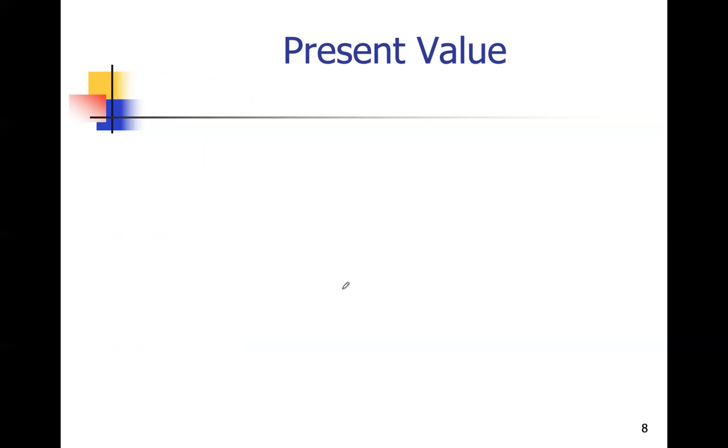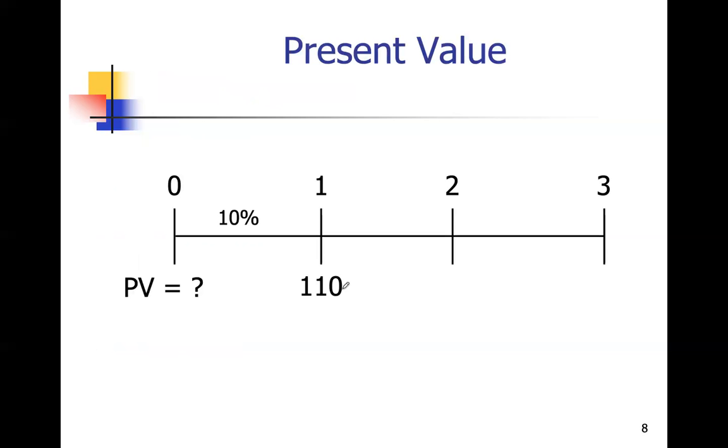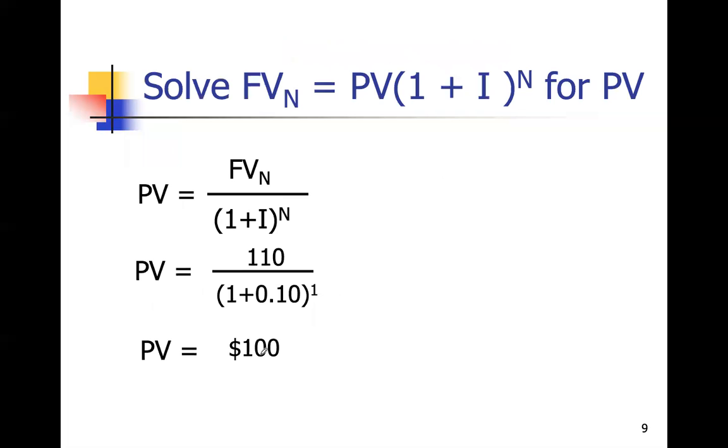Okay. Now we will move on to the present value, in which we need to find the value today of a future cash flow. If we are due to receive $110 after 1 year, we are interested to know what the value of that $110 would be today. So we use the present value formula, in which future value is discounted by the interest rate for the required number of years.